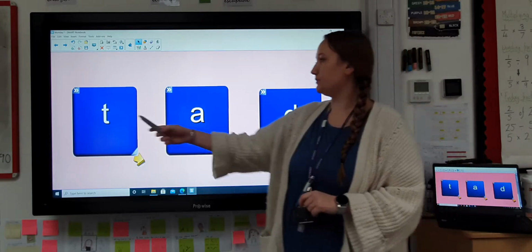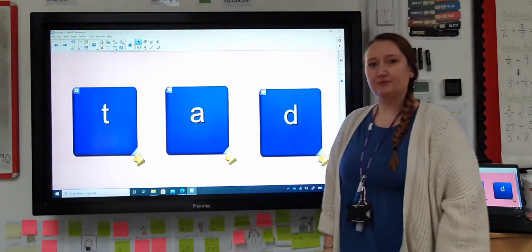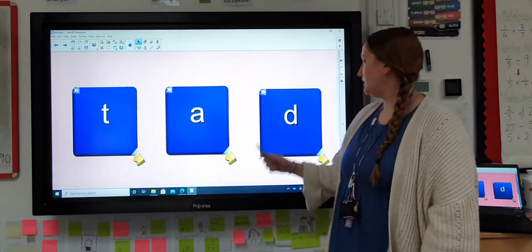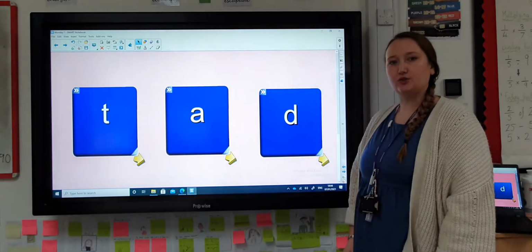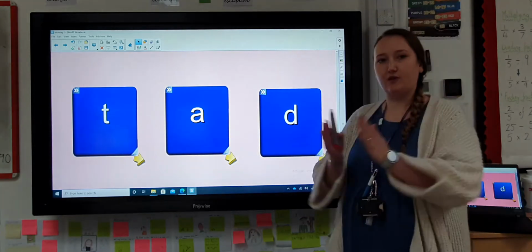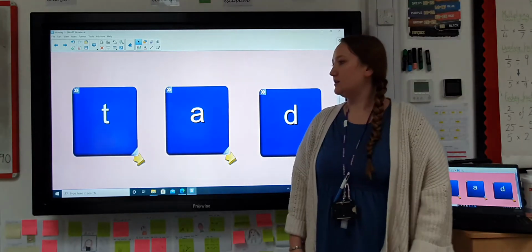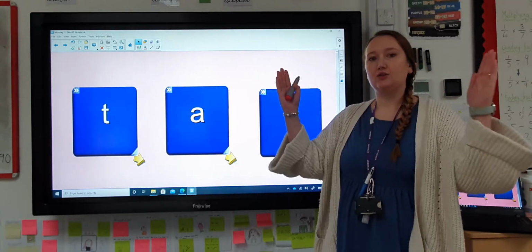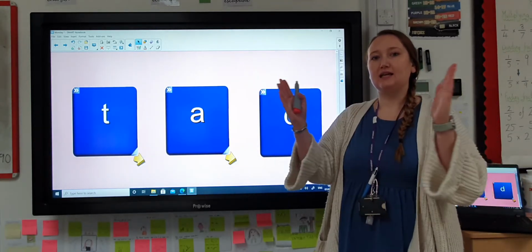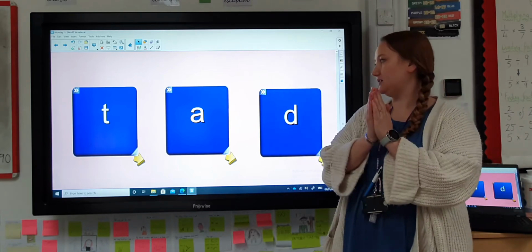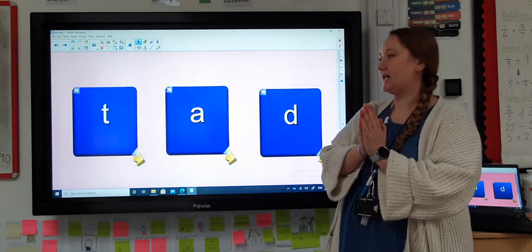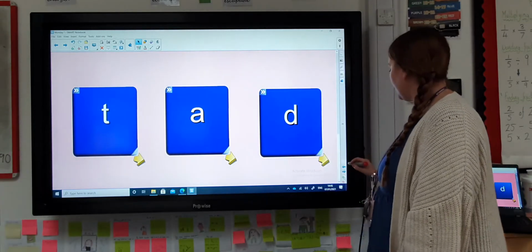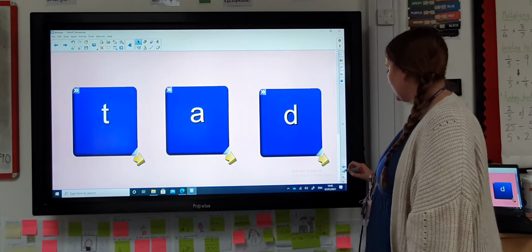So, what is this phoneme here? T. And this one? A. And this one? D. So, we're going to do the same again, push the phonemes together and see what it says. So, T, A, D, tad. What is it? Tad. Okay. Tad. That is a real word. Tad is a real word. It means just a little tad.